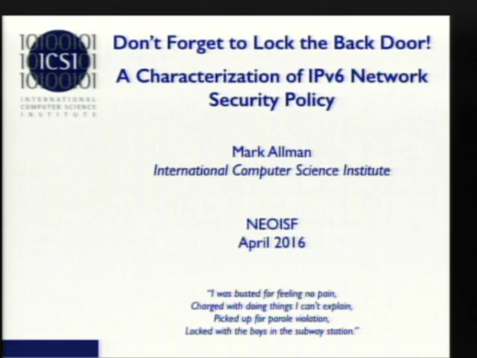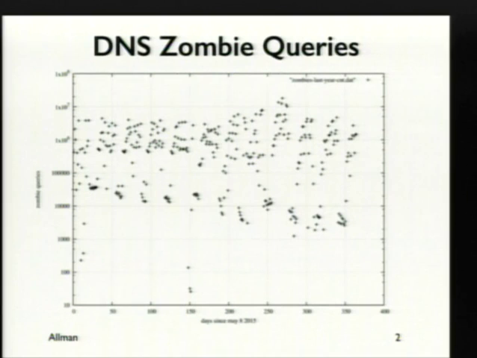I made this plot the other day. We did a bunch of work where we lit up a DNS zone and then sort of probed it from all over the place. And it's been years since we've used this DNS zone. And yet, this is probably about 11 months of data here. We still get hits on this DNS zone every single day, right? So this is days since May 8th of last year.